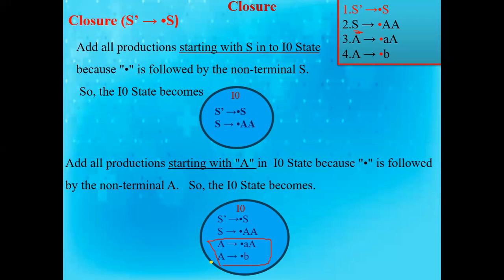Next operation is the go-to operation. Go-to operation means we have a state I0, right? Once this symbol S is scanned, next I need to go to a different state. That is what this operation does, that is, go to another state. So go to I0, S. I have read a symbol capital S in the state I0.